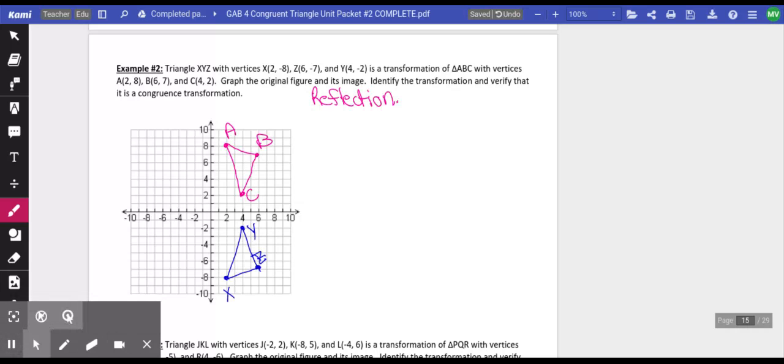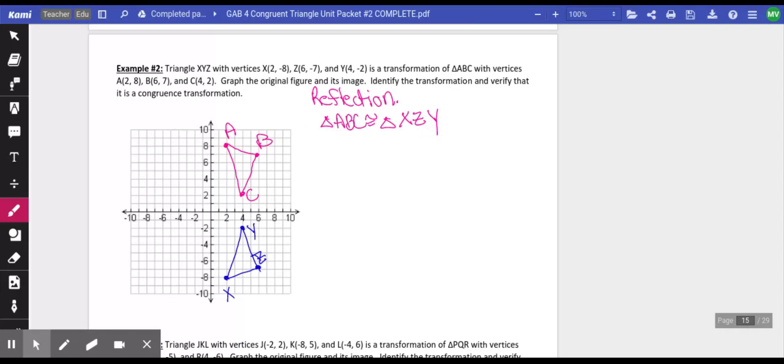Okay, so I started off with triangle XZY, or XYZ, which is the blue triangle. And then I also graphed the pink triangle, which is ABC. To me, it looks like a reflection. And it looks like triangle ABC is congruent to triangle XZY.